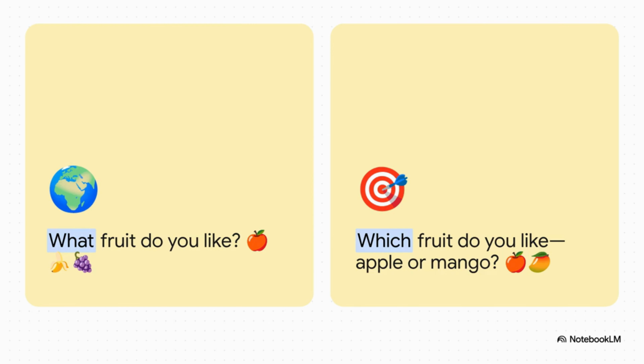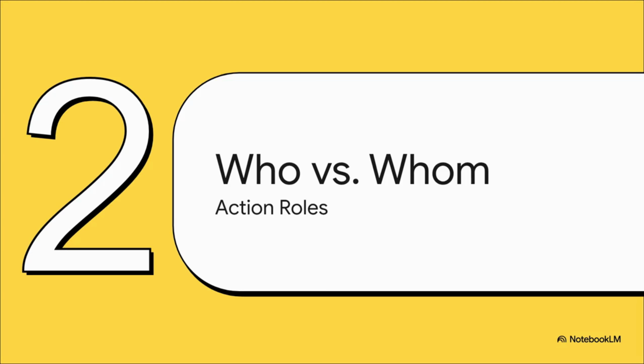So here's the perfect way to remember it. What fruit do you like is asking about every single fruit in the entire world. But which fruit do you like is asking you to choose between just the apple and the mango right in front of you. So remember, what for unlimited choices, which for limited ones. Simple as that. All right, on to part 2.